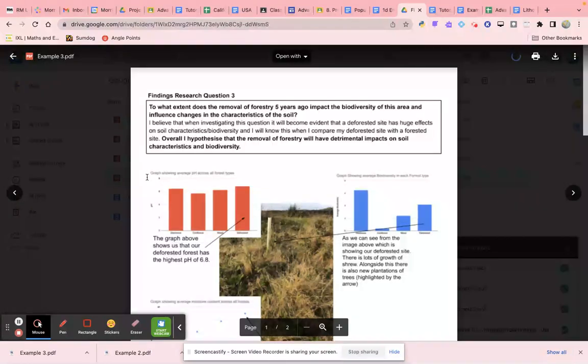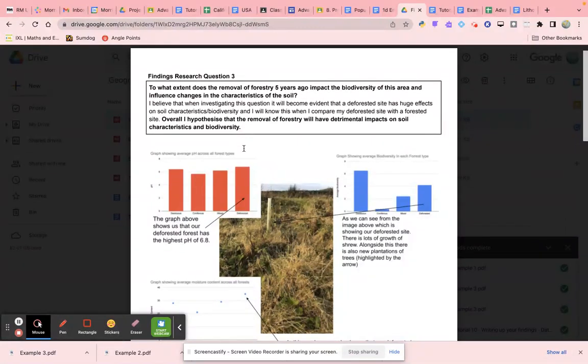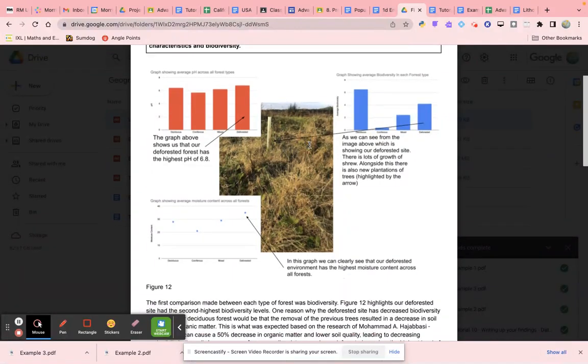Right, let's have a look at the third example of what is a good findings. So in this case, the student is doing their third research question, and they've put both their research question and their hypothesis into a text box. What they've got is a very interesting bit of data presentation where they've put their graphs in alongside a photograph, and they've got a scatter graph here, and they've got arrows linking the bars in the graph to either an annotation or to the photo.